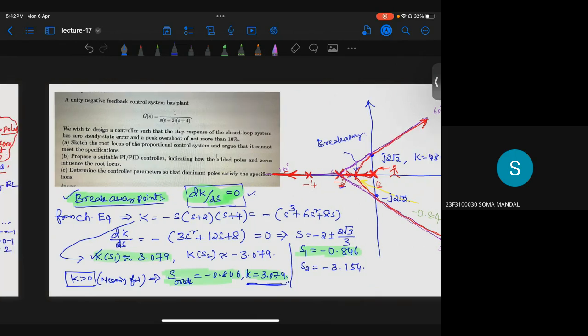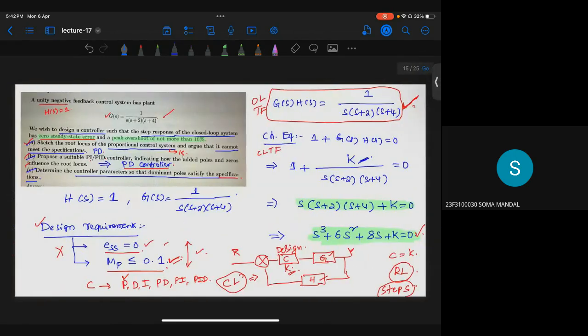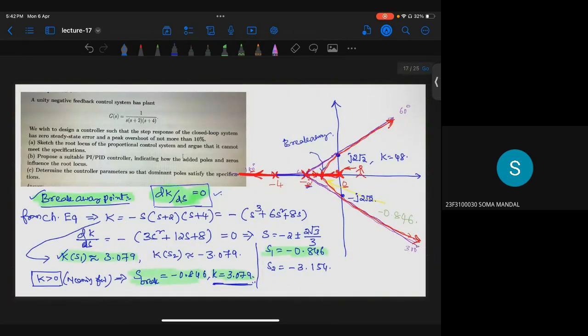How do we do that? We already have the characteristic equation. From this equation, we find the expression for k, which is nothing but minus of s cube plus 6s square plus 8s. This equation. Is this clear? Yes, sir. Clear. Then we take the derivative dk by ds and equate it to 0. We solve that equation and get the s value.